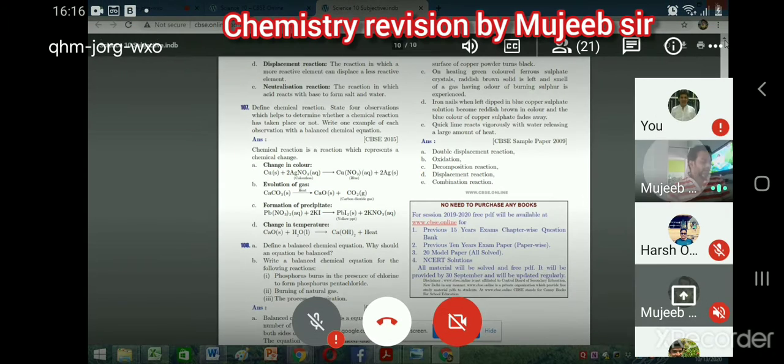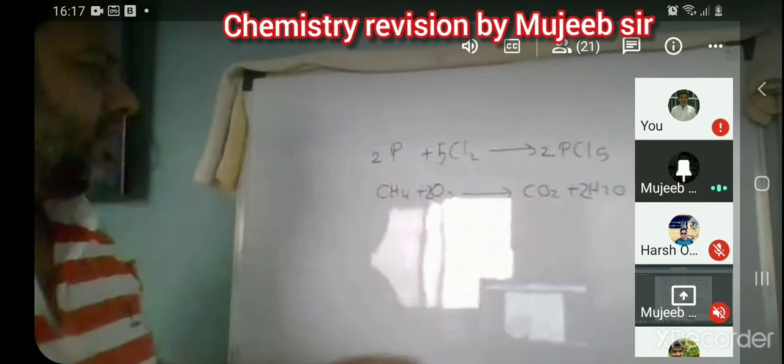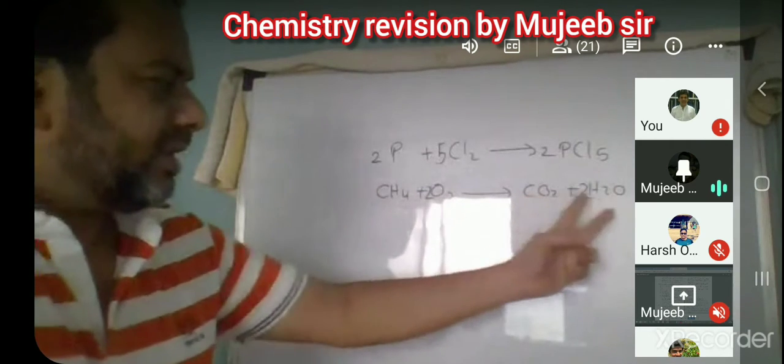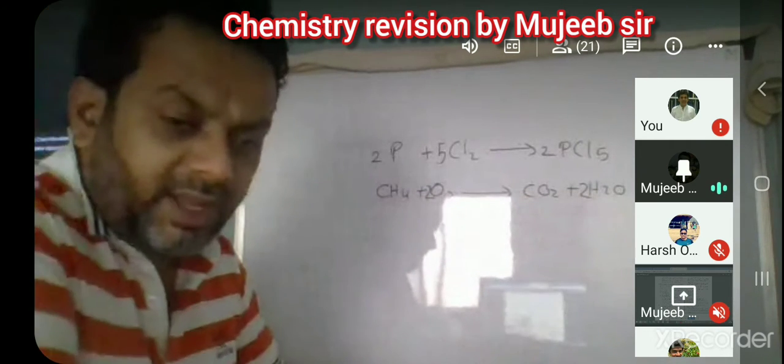It is already balanced. 1 carbon over here, 1 carbon over here, then 4 hydrogen here, 4 hydrogen over here, then 4 oxygen here, 2 oxygen here, and 2 oxygen over here. So in this way it will be balanced.